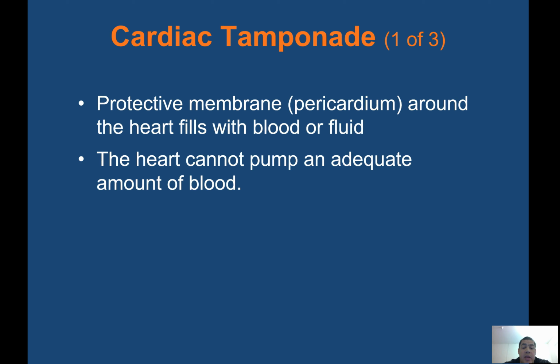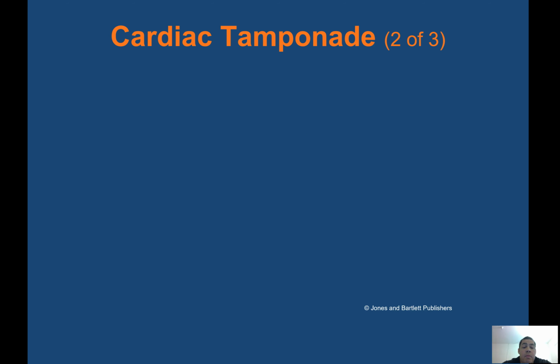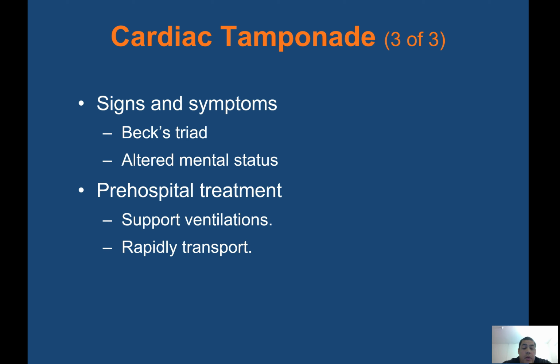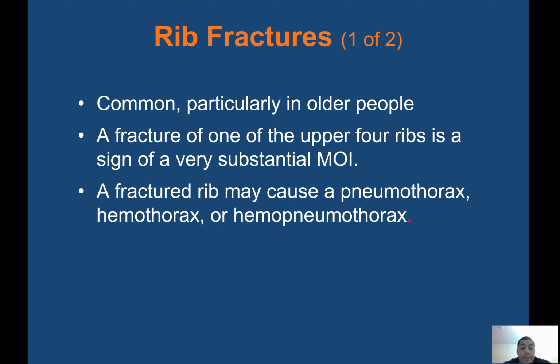Cardiac tamponade: the protective membrane, the pericardium, around the heart fills with blood or fluid, and the heart cannot pump an adequate amount of blood. Signs and symptoms: Beck's triad, altered mental status. Pre-hospital treatment: support ventilations and rapidly transport. This is something you guys can't fix in the field. This is going to be a code 3. Return to the hospital. They need a surgeon.